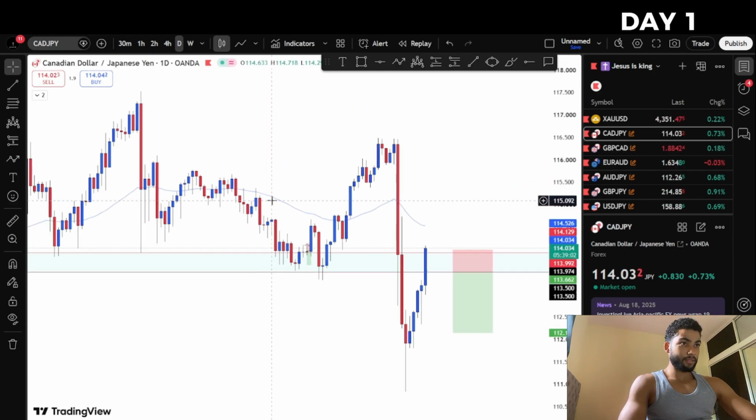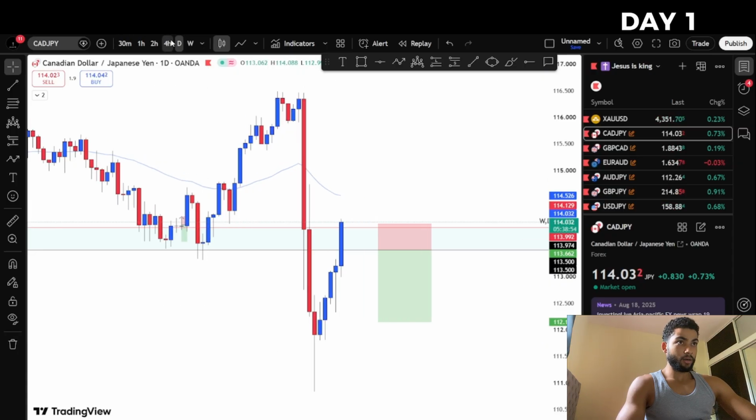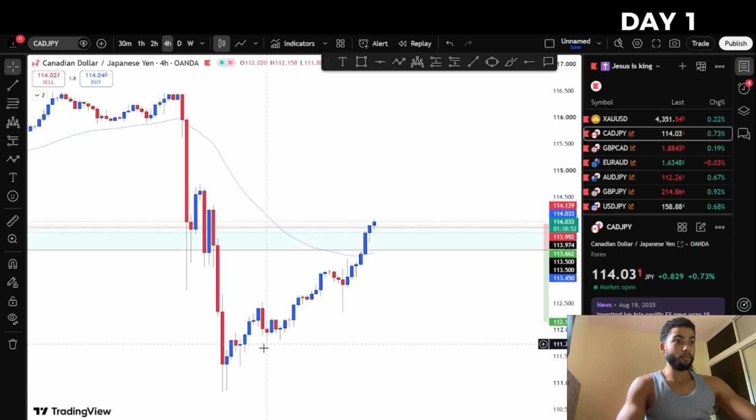So going down to the daily time frame, the daily time frame is also bearish. This is the lower low, this is the lower high. The 4 hour is also bearish. This is the lower low, and this is the lower high. I wouldn't really count this as the lower high. I'll count this the lower high.